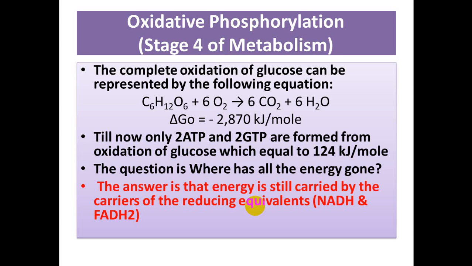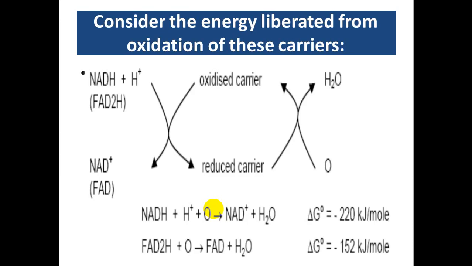The answer is that energy is still carried by the carriers of the reducing equivalent, NADH and FADH2. إذن عملية الأكسدة تنتج لنا جزيء الجلوكوز اللي هي ست ذرات كربون تتحول إلى CO2 و ATP وماء 6 جزيئات ماء. السؤال هنا اللي يتحرر عندنا هو 2 ATP زائد 2 GTP. منين الطاقة اللي نتجت عندنا؟ الطاقة هي من حوامل البروتون اللي هي NADH وال FADH كما سوف يأتي لاحقا.